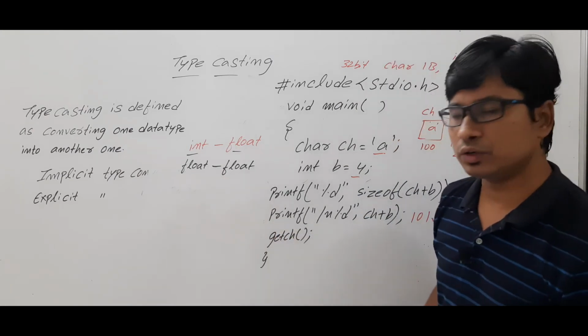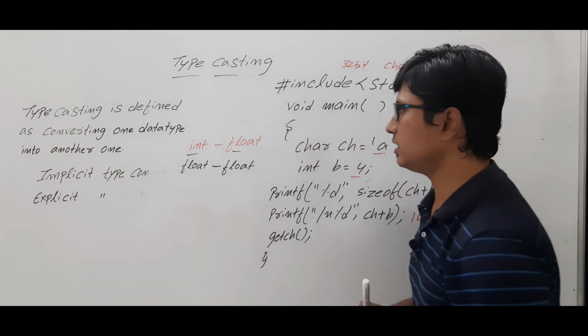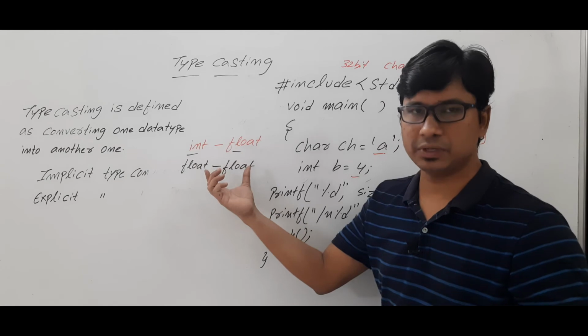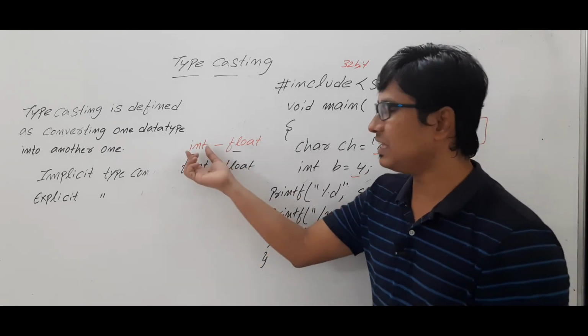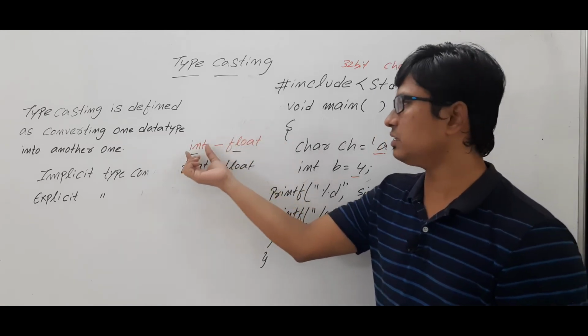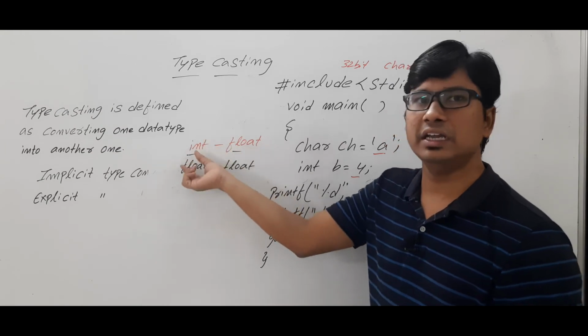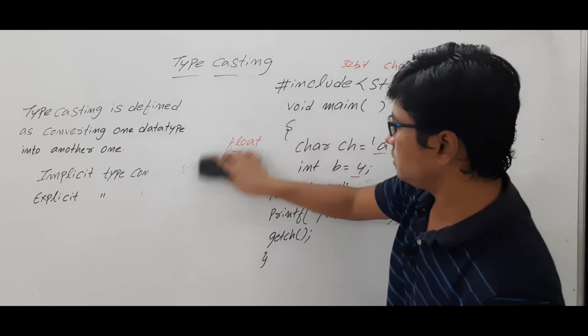So what I want to say is that if one data type is there and another data type is there, and you are not performing the implicit type conversion, the compiler is performing it, then the smaller one will be converted into the higher one. Here the smaller one is an int and float is higher, so the smaller one, int, is converted into a float. Is it clear? I hope you have understood.